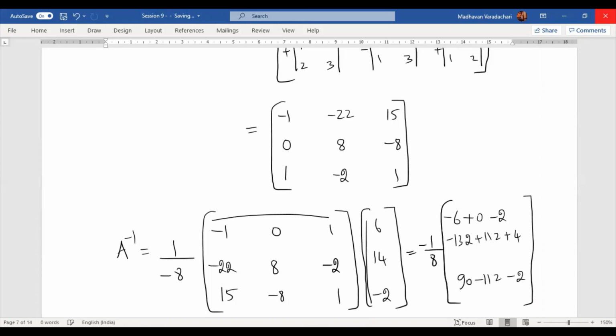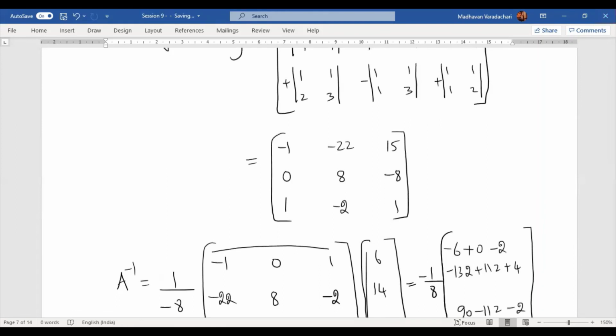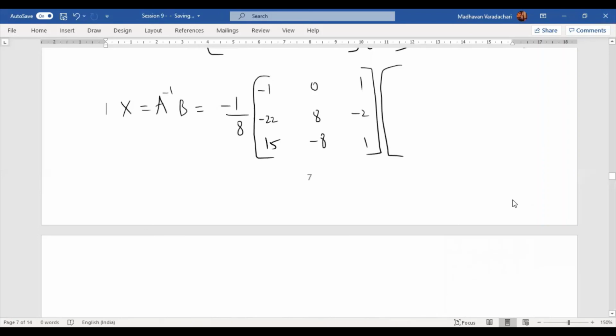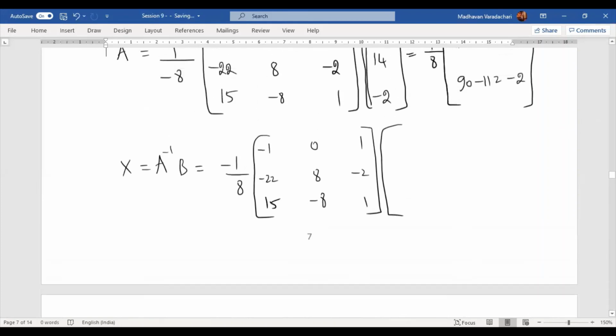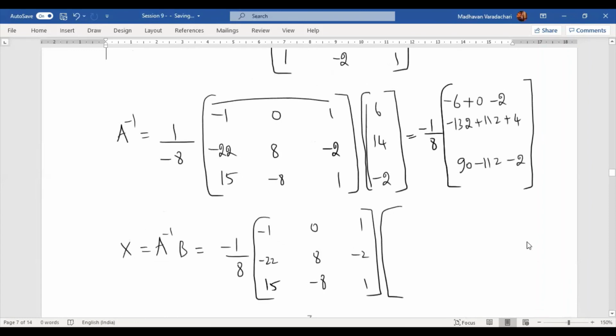Now, let us evaluate that. Just a moment. So I should have, I wrote it here itself, okay. Here, let me write B then, because I wrote the result there itself.